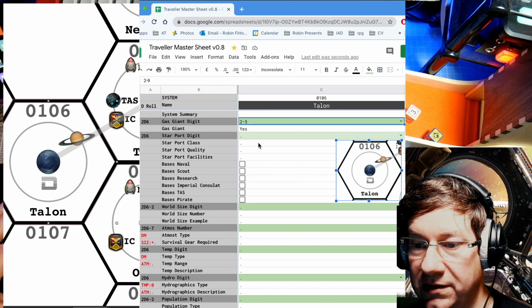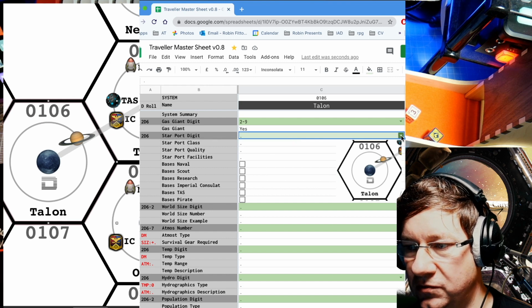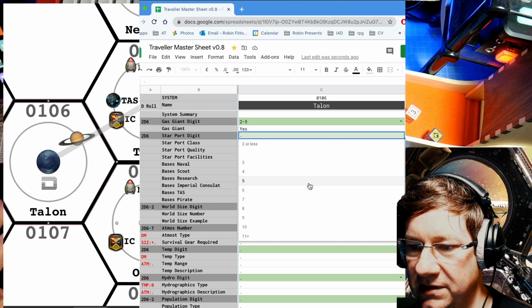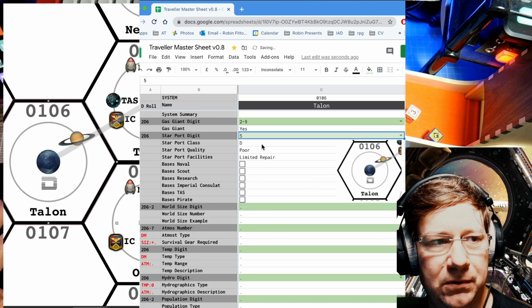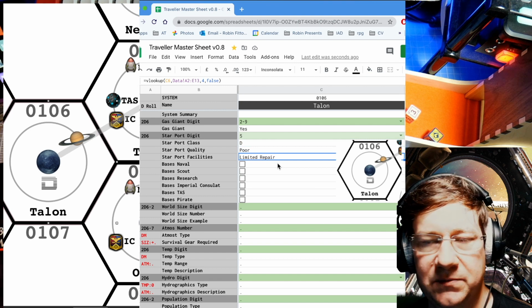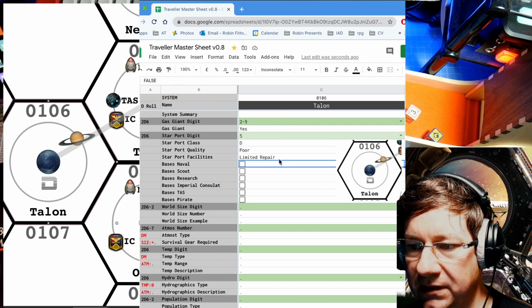And then I know I've got a starport class. These things are already done, so I'm not rolling these. So I know already that's a D, and I think that's a 5 or 6, which is poor. And then it pulls through, yep, it's a poor, and they have limited repair facilities.